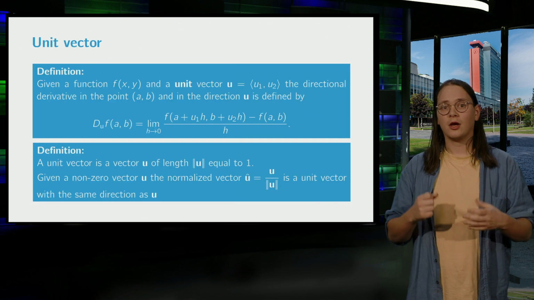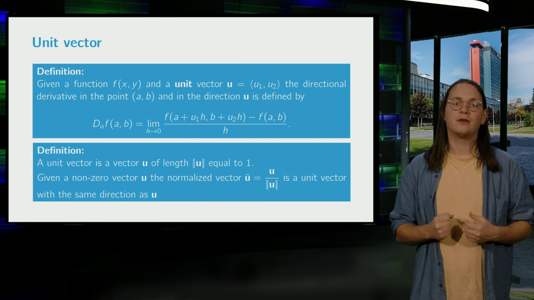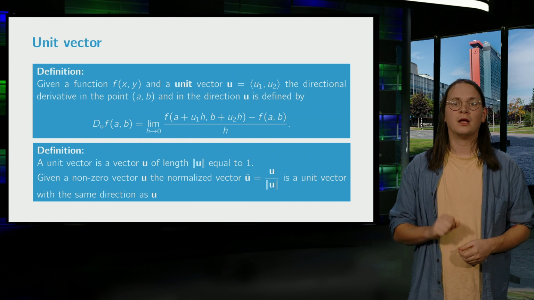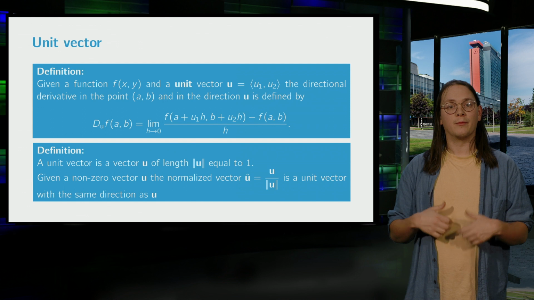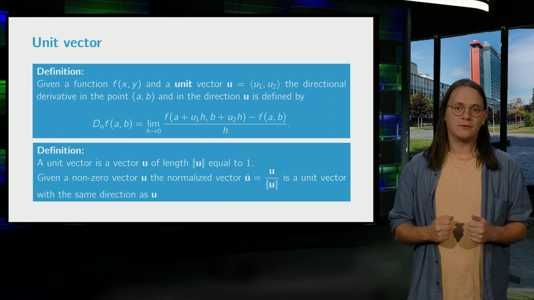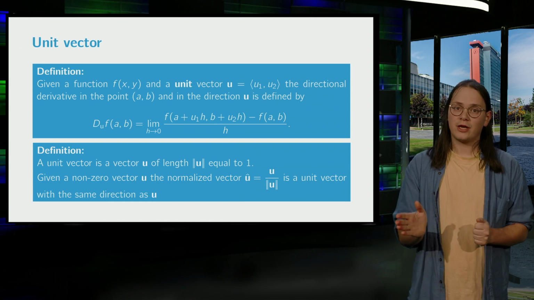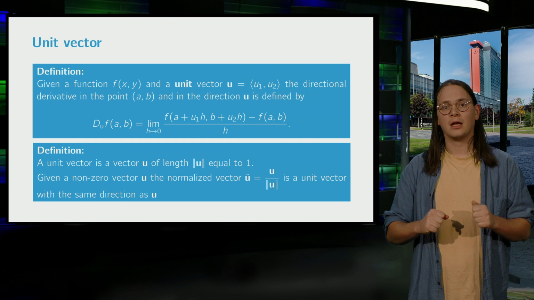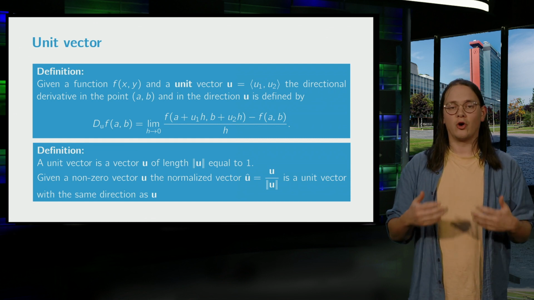For this reason, we include the condition that the vector u used to define the directional derivative has unit length. In case a direction is provided by a vector which is not of unit length, we must therefore first normalize the vector in order to compute the directional derivative. Normalizing means we find a vector with the same direction but unit length. In practice, this is obtained by simply dividing the vector by its own length.